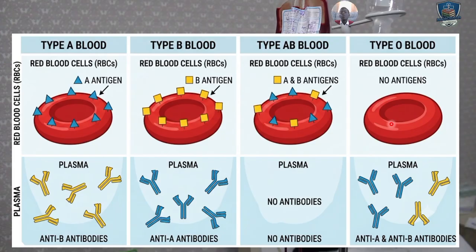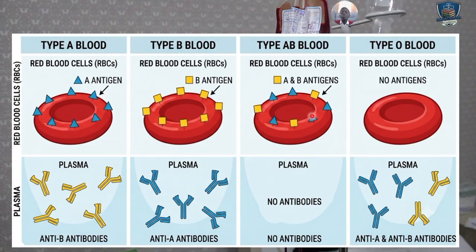If you can go further, O negative is always a universal donor because they don't have any antigen. So if we have an emergency and we don't have time for cross matching, we will give the client who needs the blood O negative blood. That's the best blood that we can have in the banks, just in case of an emergency.